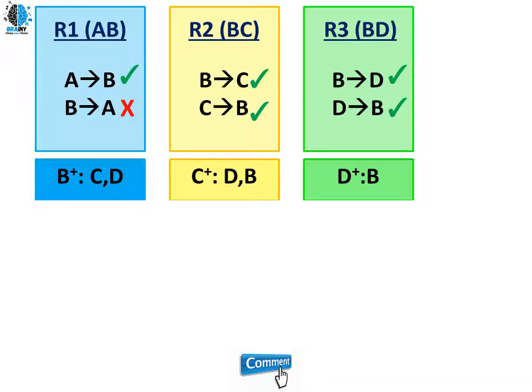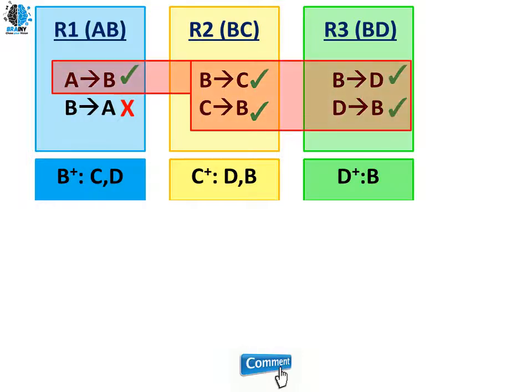So we came to these dependencies based upon the given dependencies of the original table. All these functional dependencies are correct: A goes to B, B goes to C, C goes to B, and B goes to D, D goes to B.